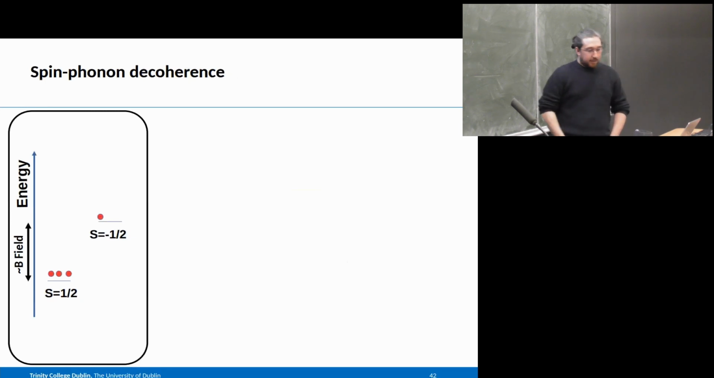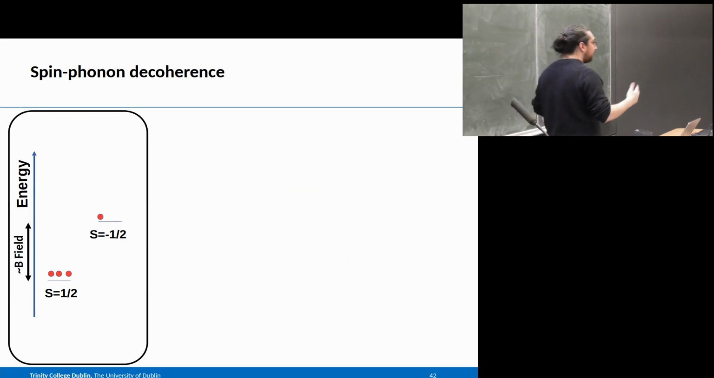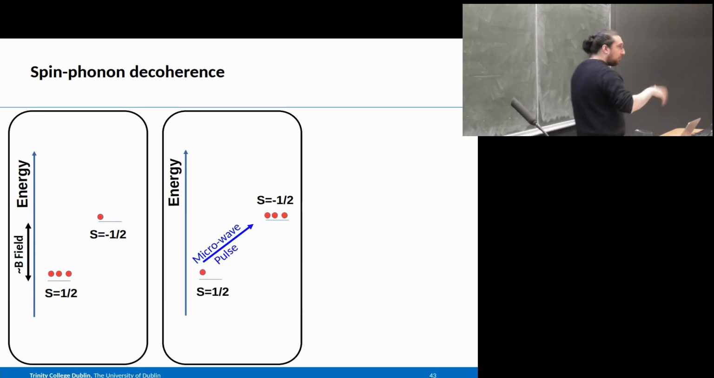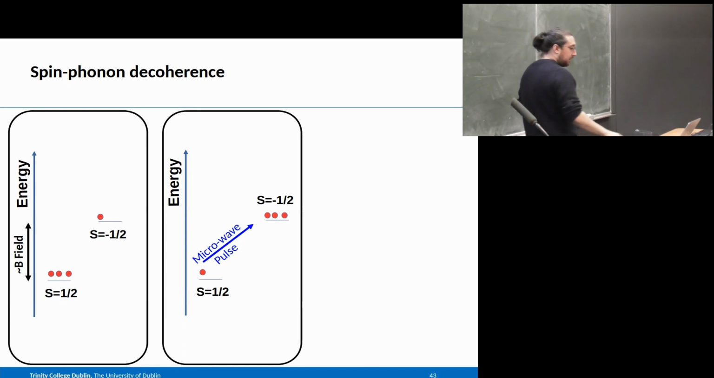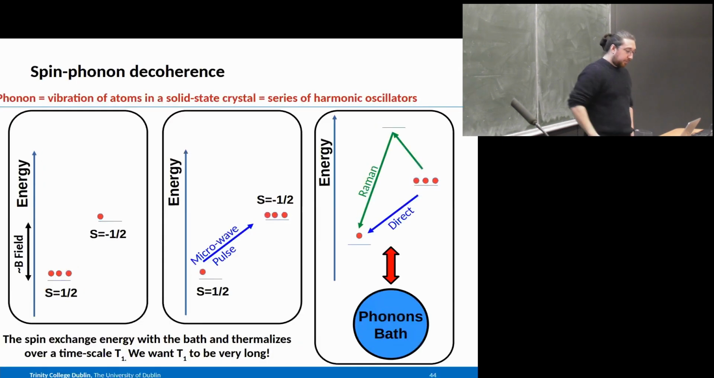So what actually happens in a spin system? We have two states. Let's make it simple. Let's suppose we have a spin 1/2. So we have an external magnetic field that removes the degeneracy. So we have spin plus 1/2, which is lower in energy, and spin minus 1/2, which is higher. Then we want to perform some quantum operation, and this is usually done by using microwave pulses. And let's say we move population from the ground state to the excited state. If everything behaves according to the Schrödinger equation, the system would stay in this place where we put it.